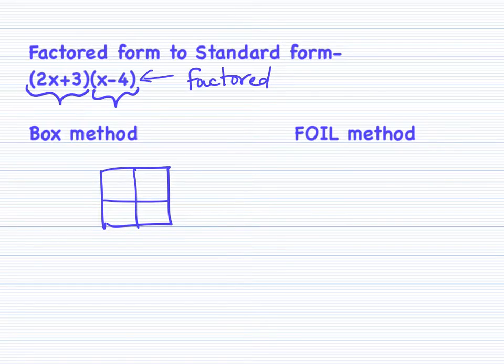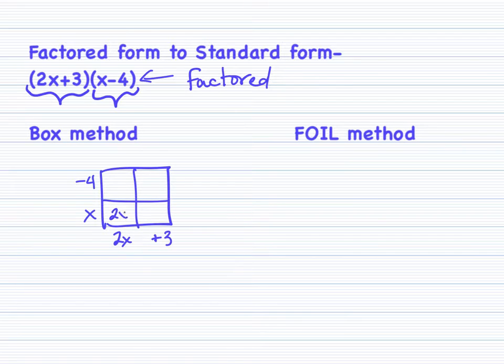take one factor on the outside, 2x plus 3, and then x minus 4 on the other side, and then we multiply basically our rows by our columns. So 2x times x here, 2x times negative 4 here, 3 times negative 4 goes here, 3 times x goes here. So, there we go.